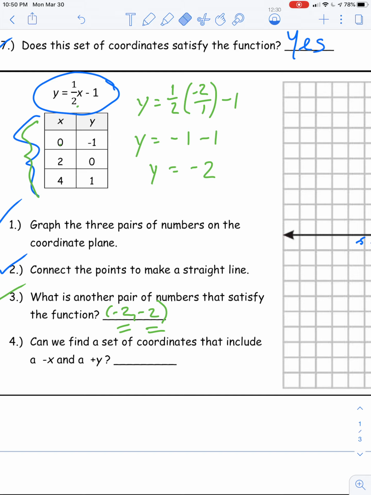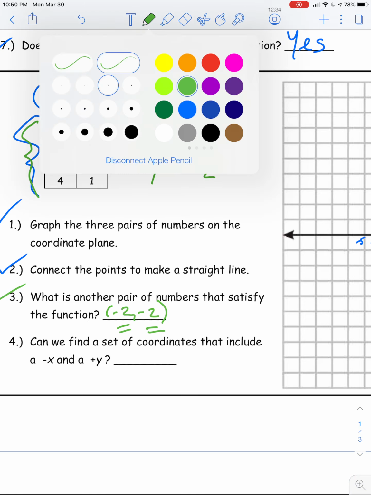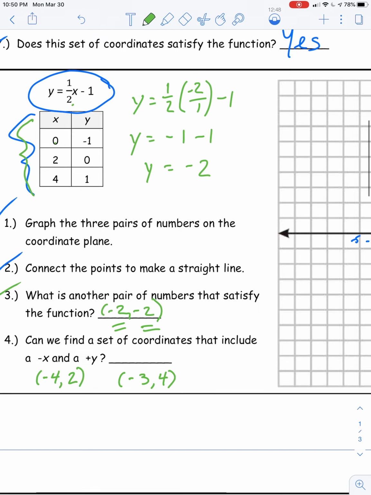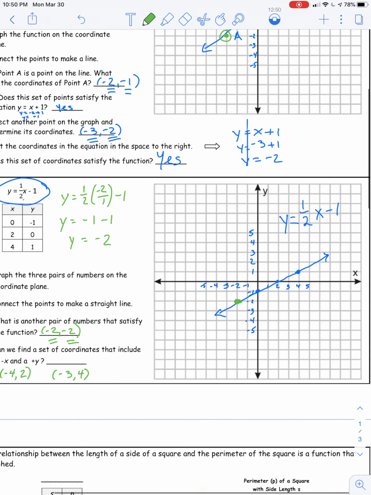I'll just keep it in green. Let's say I choose, I'm just going to pull this out of thin air, -4 and a +2. We might even try -3, 4. We could try both of those. So let's go over to our graph and put those on. Let's see where those land.